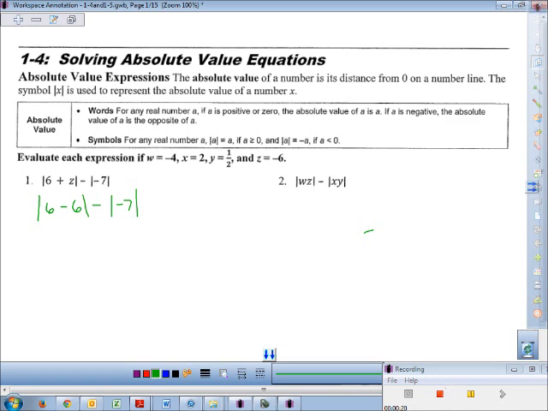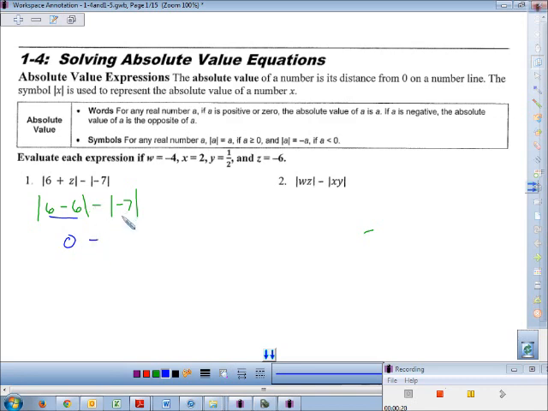Cool? And an absolute value bar is a grouping symbol, just like parentheses are a grouping symbol, just like a fraction bar is a grouping symbol. You got to do what's in there first. So in here, we can do a little bit in our head. What's 6 minus 6? 0. Then what's the absolute value of 0? 0. This minus will come down.